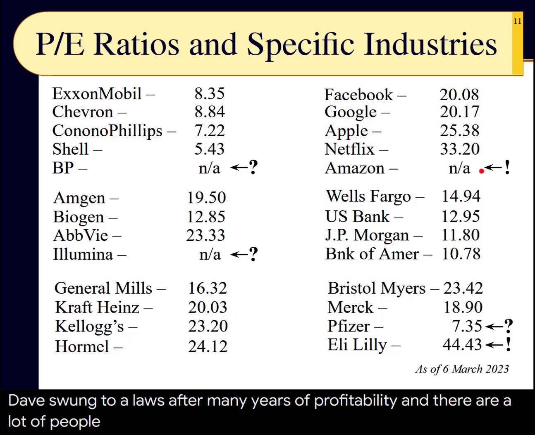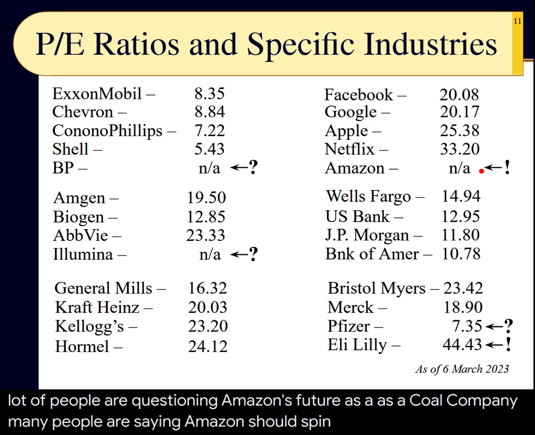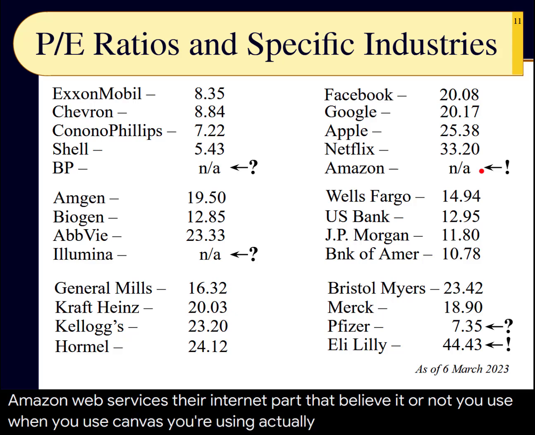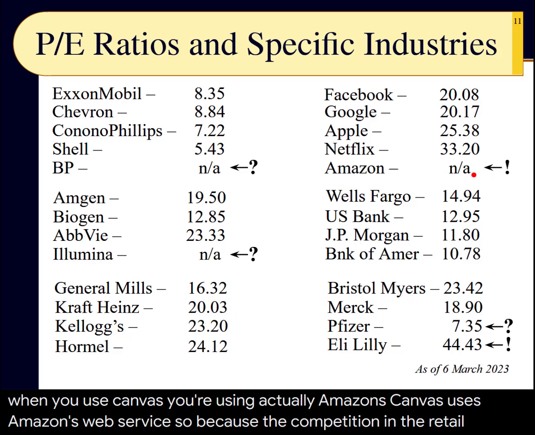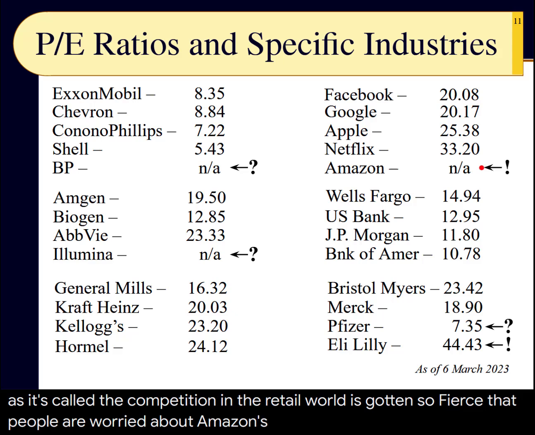And there are a lot of people who are questioning Amazon's future as a whole company. Many people are saying Amazon should spin off their Amazon Web Services, their internet part that, believe it or not, you use when you use Canvas. Canvas uses Amazon's web service. Because the competition in the retail world has gotten so fierce, people are worried about Amazon's continuing profitability in that.